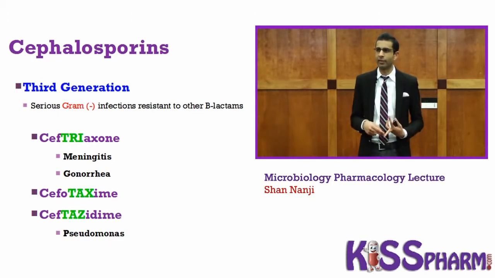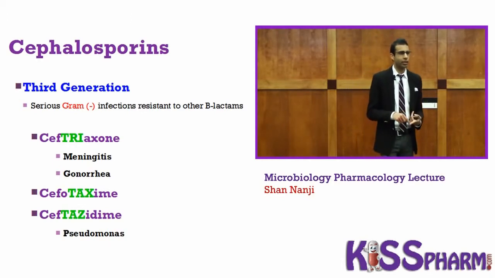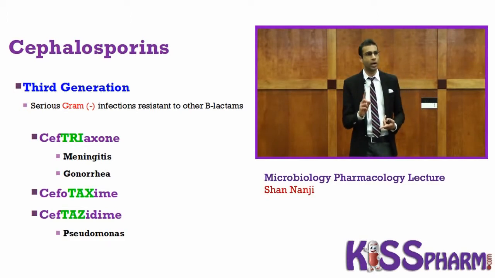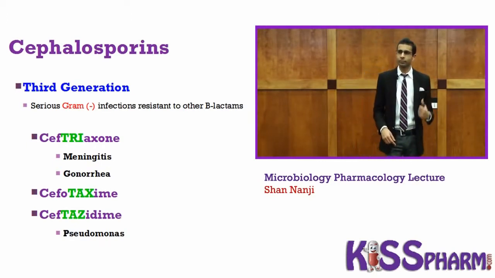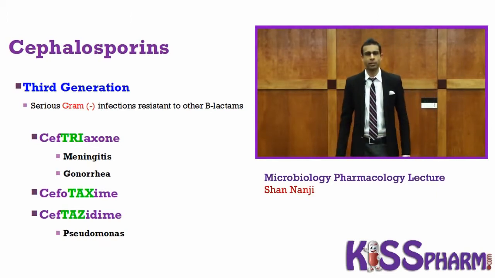severe gram-negative infections. Okay? Now, meningitis and gonorrhea, we use ceftriaxone. So try. What do you use for meningitis and gonorrhea? Try. Which one's best for Pseudomonas? It's Taz. But for meningitis and gonorrhea? Try. And what about for Pseudomonas? Taz.